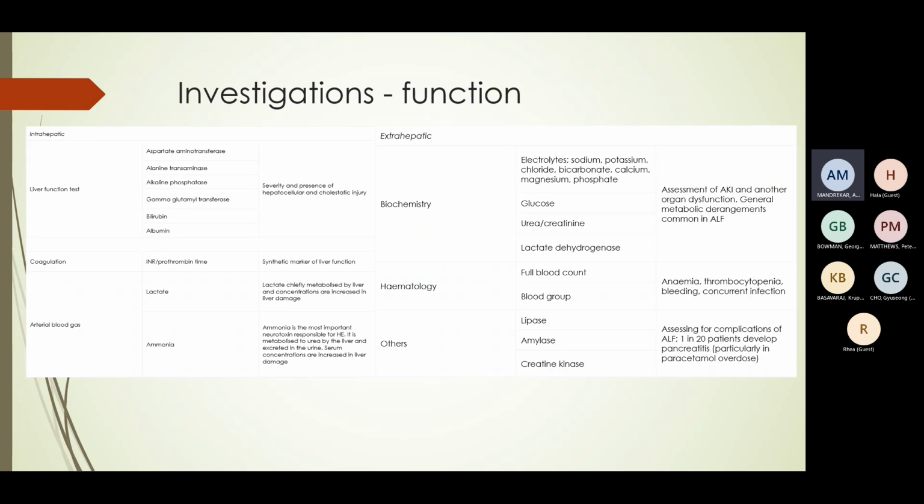In terms of extrahepatic, thinking about organ dysregulation that is associated with that dysregulated immune response, the inflammatory response, you want to follow the renal function. Acute kidney injury is extremely common with acute liver failure, and earlier intervention has better outcomes.